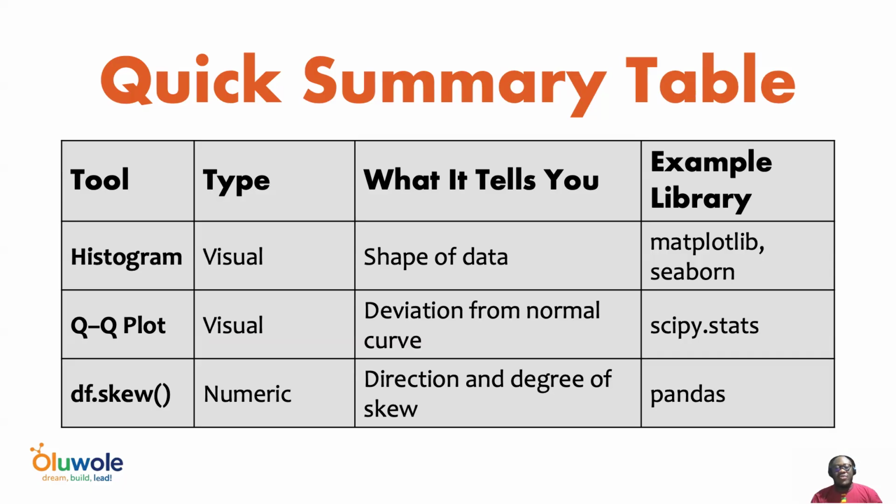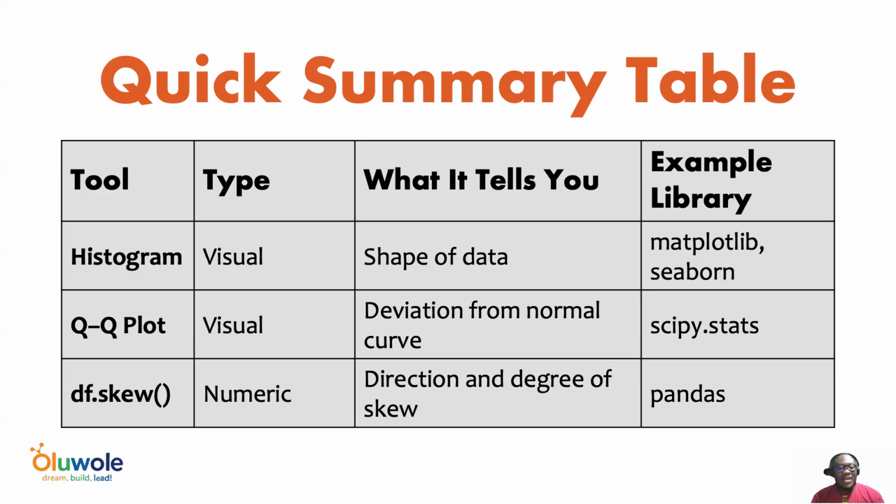And what are the libraries we use? We use matplotlib and seaborn. Then you have the quantile plot, which is also a visual type, but it shows you a deviation from the normal curve. So you see how normal data looks. The library we use is scipy.stats. Then your df.skew function is only used for numeric data. Always remember that. And we are checking the direction and degree of skewness.